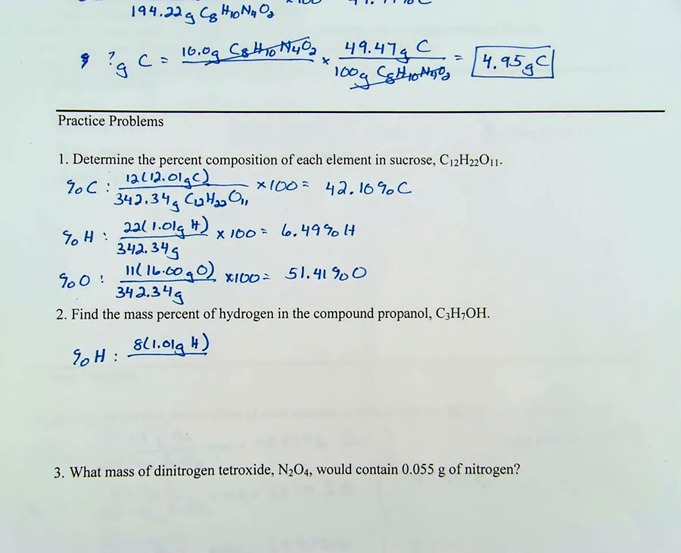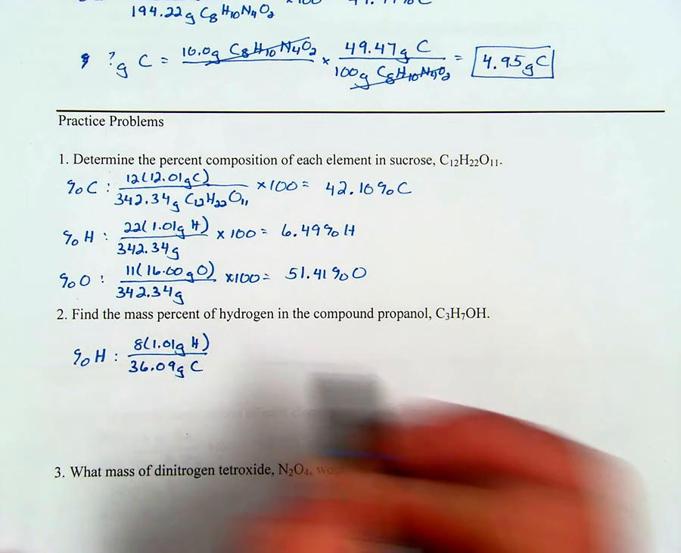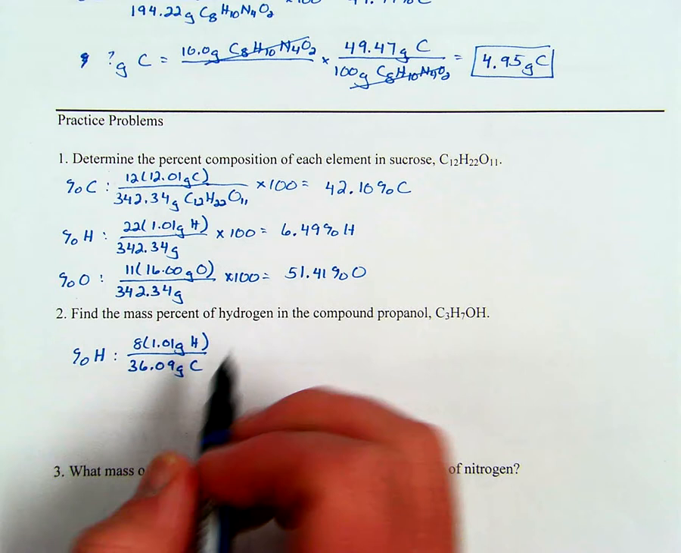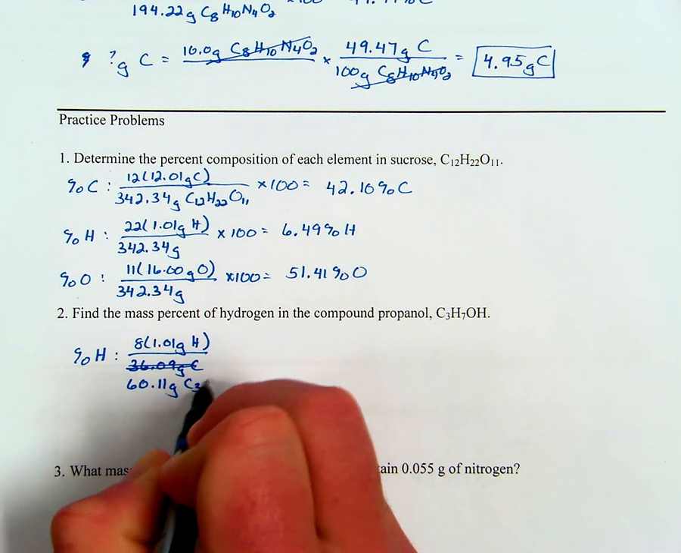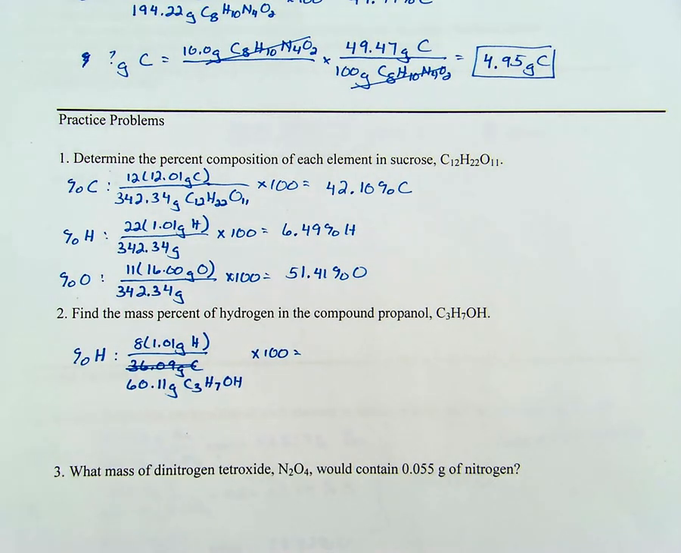I get 36.09 grams. Oh, that's not right. I didn't include 3 moles of carbon. Let's try that again. 3 times 12.01 plus 8 times 1.01 plus 16.00. That is 60.11 grams C3H7OH. Times 100, 8 times 1.01 divided by 60.11 times 100, and this gives us 13.4% hydrogen.